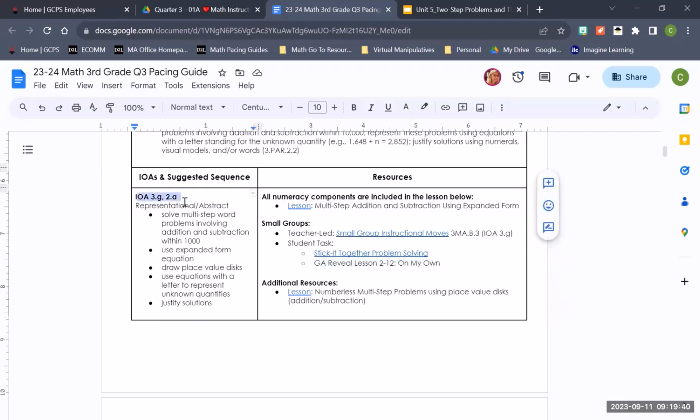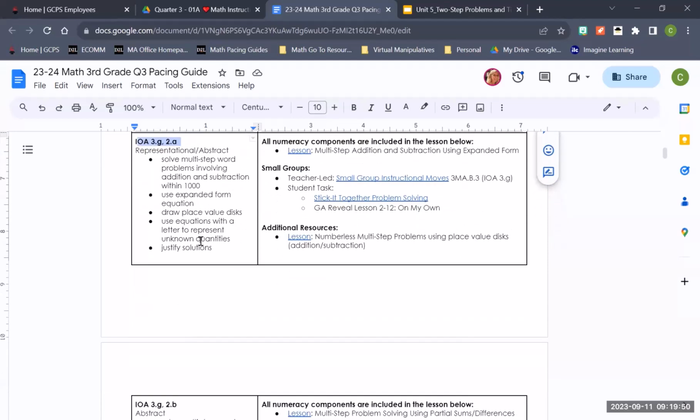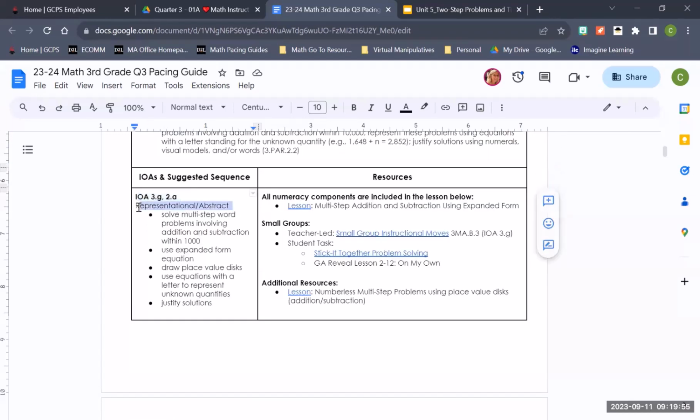We are starting Unit 5 with IOAs 3G, 2A, and 2B, which are anchored in multi-step problems using all 4 operations for approximately 7 days. This unit intentionally starts with representational and abstract learning phases because time has been spent in the concrete phase of learning when these IOAs were initially introduced in all of our previous units.